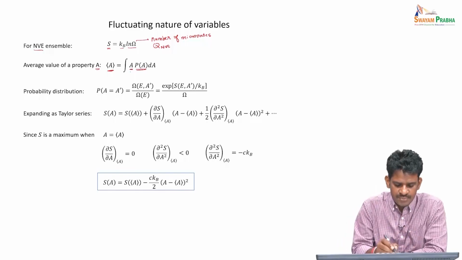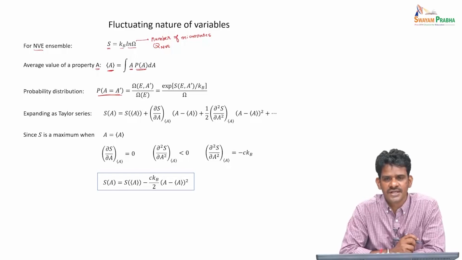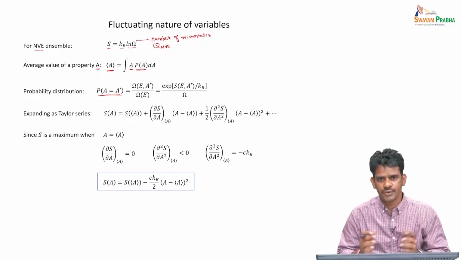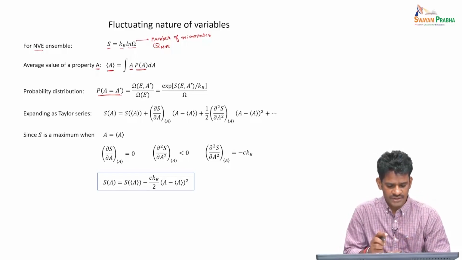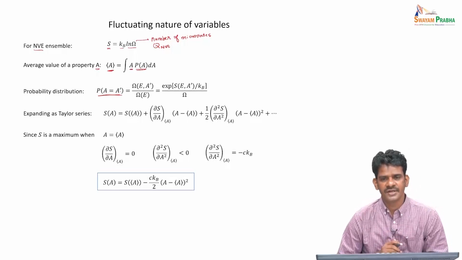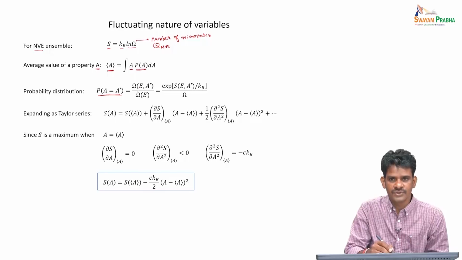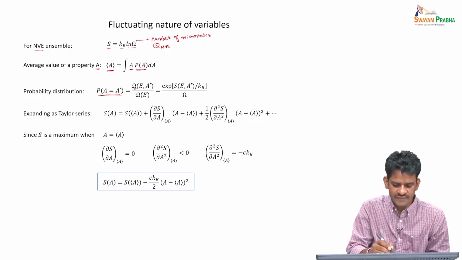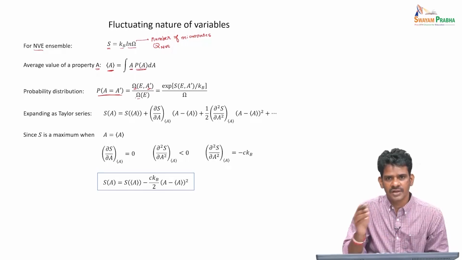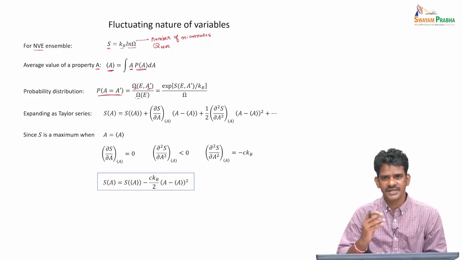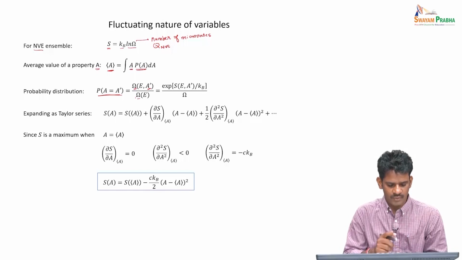Now this probability P of A is the probability distribution function that says, among all the microstates that are possible, how many microstates are there in which the property A has a particular value A prime. It is given by the ratio of the microstates: the numerator is the set of microstates where the property A is equal to A prime, and omega is the total of all possible microstates. It's basically a fraction that tells the probability.